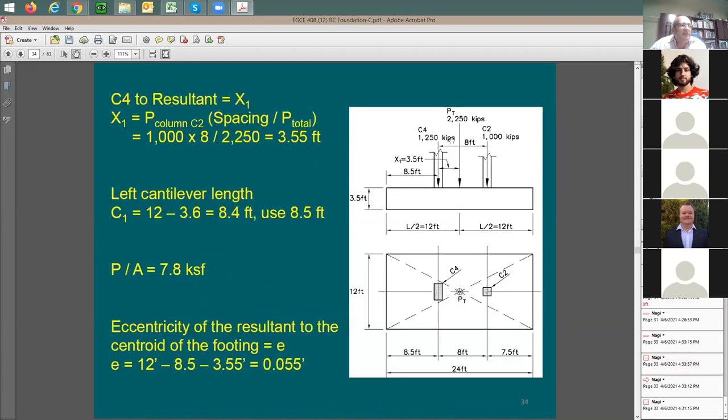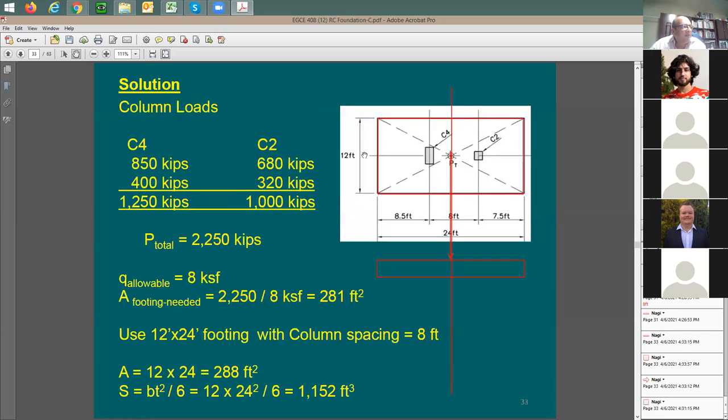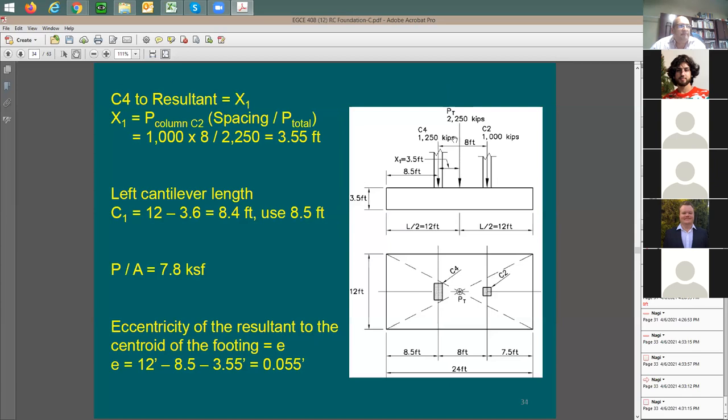So I need to find out this x distance. You see this x distance from the resultant to the left column. Total distance from the left column to the right column, center to center, is going to be 8 feet. This column here is 1250 kips. This column is 1,000 kips. Where do these two numbers come from? Let's say from this slide here, from these two values.